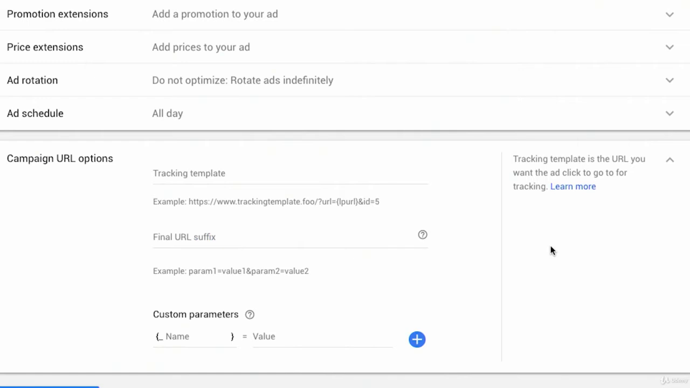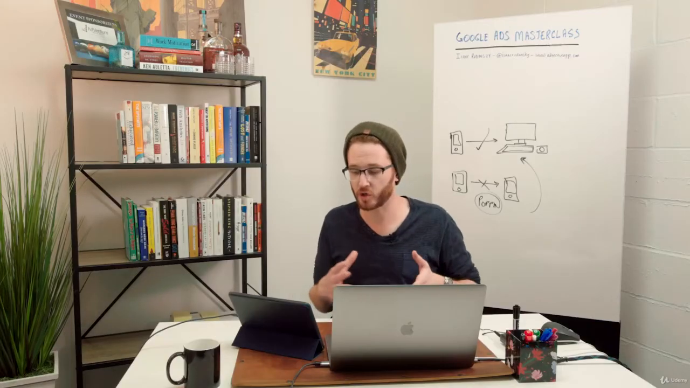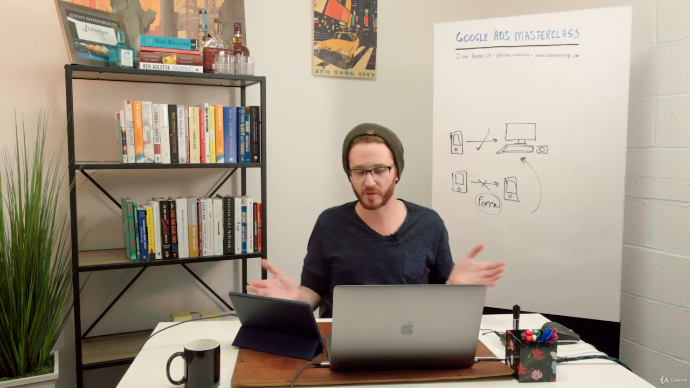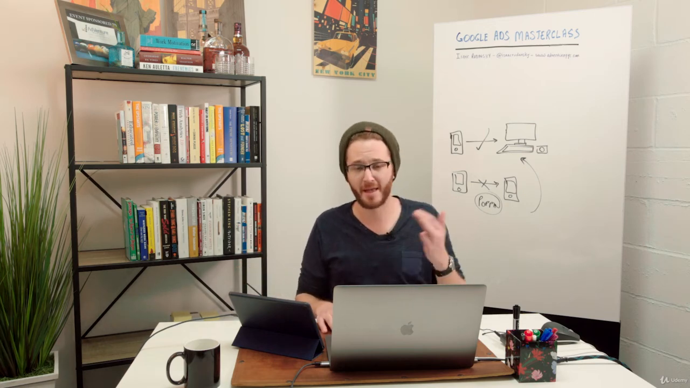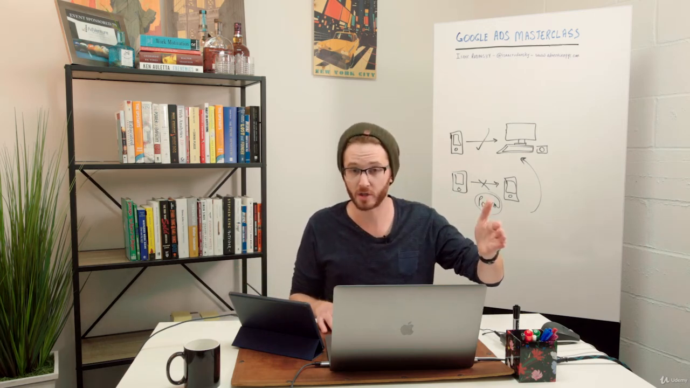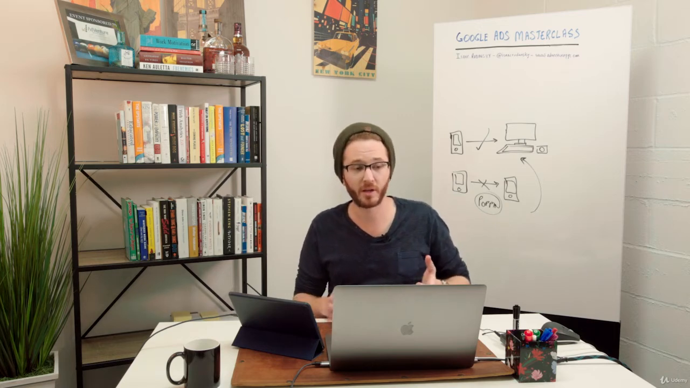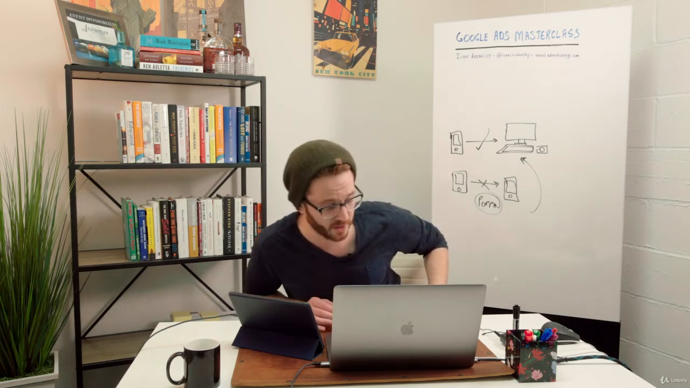Custom parameters are identifiers or dimensions that I could specify that could be used in a tracking template or a final URL suffix. And if this sounds confusing, it probably is a little bit, but again, I just want to reassure you, it's not so relevant. It's not affecting the performance of your campaigns. But for example, let's say this was a campaign that was just for orange. This was just for orange chairs, orange office chairs, for example.